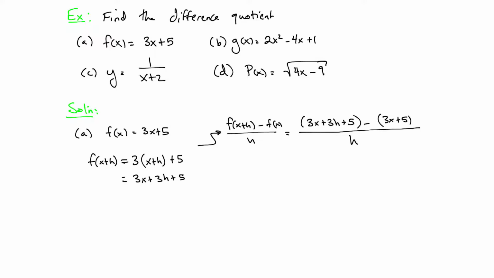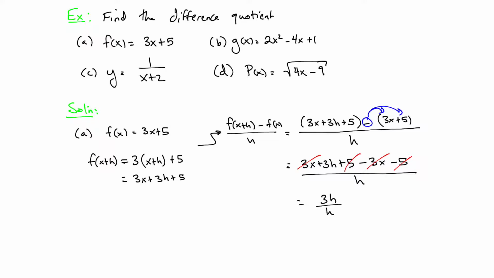And remember, we're not done simplifying until that h in the denominator has been canceled. So this becomes 3x plus 3h plus 5 minus 3x minus 5 all over h, because that minus sign needs to get distributed. And then, luckily enough, the 3x's cancel and the 5's cancel. And so we just have 3h over h, and the h's cancel, and we just get 3.